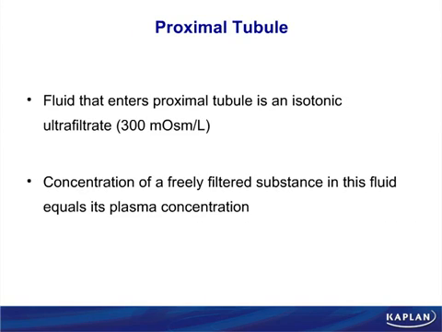Fluid that enters the proximal tubule is an isotonic ultrafiltrate, meaning that fluid that enters the proximal tubules is formed in Bowman's capsule. Therefore, that ultrafiltrate is isotonic to the plasma, which is 300 milliosmoles. So the concentration of the ultrafiltrate in the proximal tubule is equal to the concentration of the plasma.